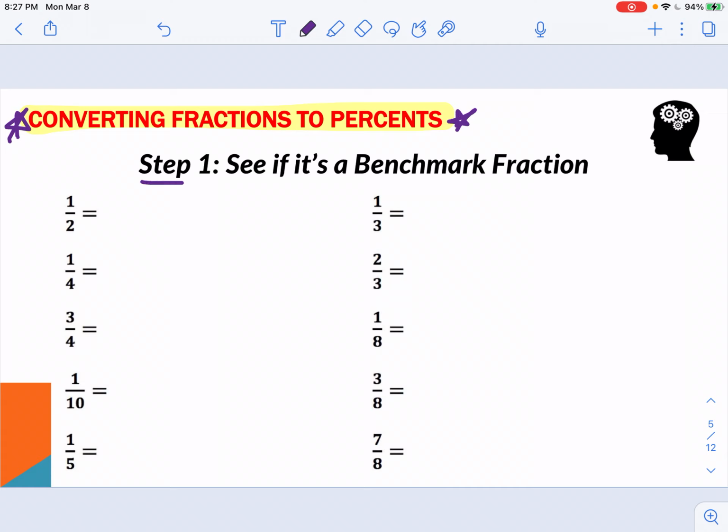Alright, step one is we want to see if it's a benchmark fraction. I don't know about you, but if I can just write down the answer, that's what I want to do as quickly as possible. So step one is to see if it's a fraction we already know. Now, what's listed here is about 10 different fractions that we really need to know and memorize, and I'm going to reference these as my benchmark fractions.